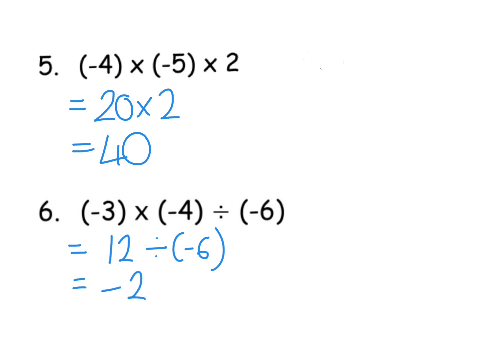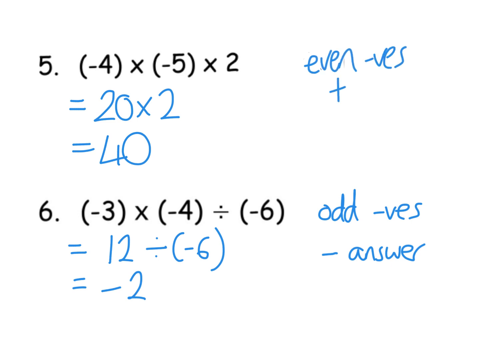But another way to look at it is, you had an odd amount of negatives here, and you had a negative answer. When you had an even amount of negatives, you had a positive answer. Because if there's an even amount of negatives, they're all going to pair up and there's going to be no negatives left.